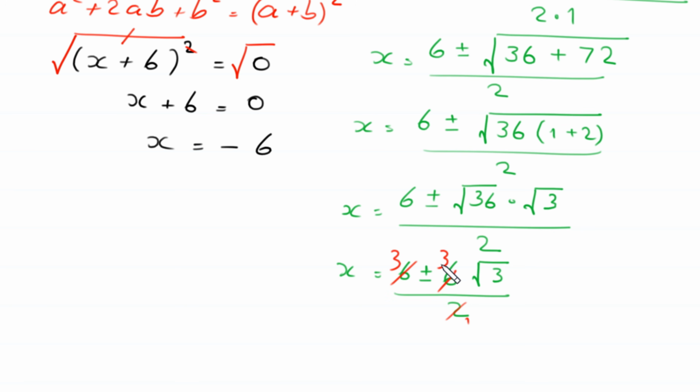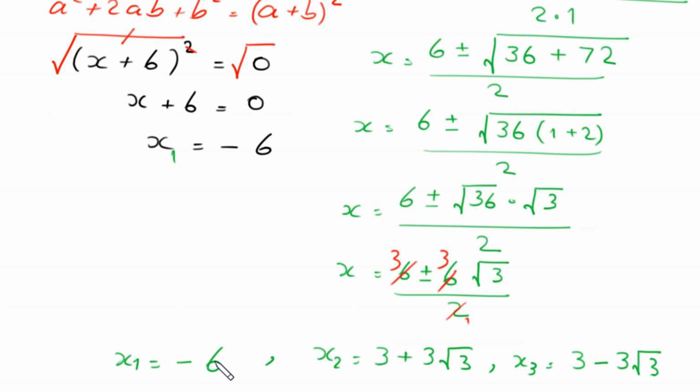From here we get two values of x. x2 is equal to 3 plus 3 times root 3, and x3 is equal to 3 minus 3 times root 3. And first we found the value of x1. x1 is equal to negative 6. So these are the three solutions of this equation.